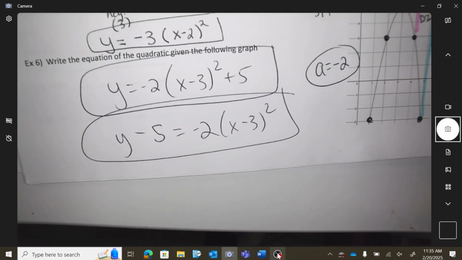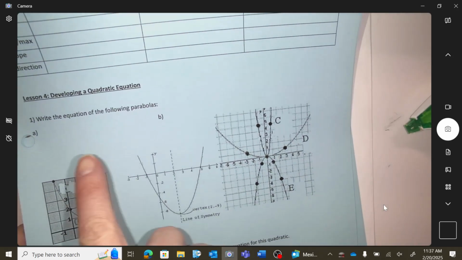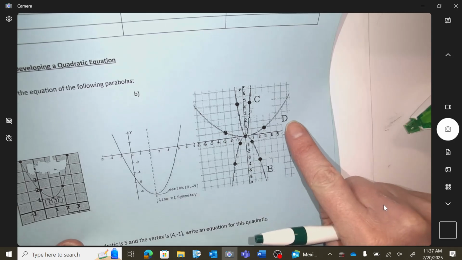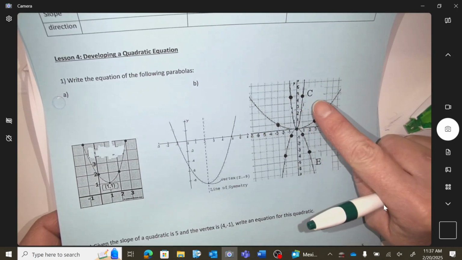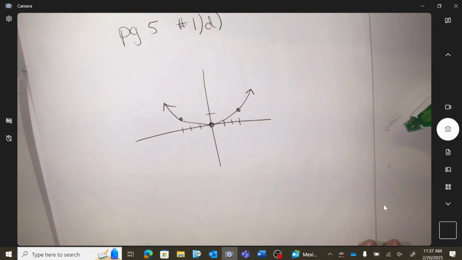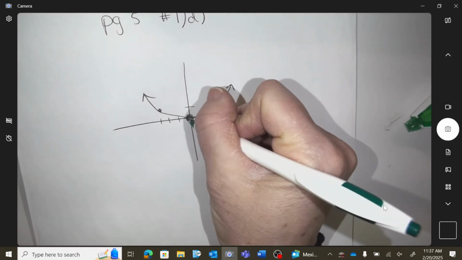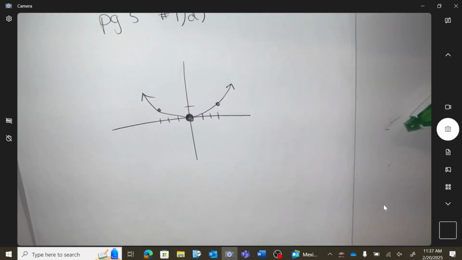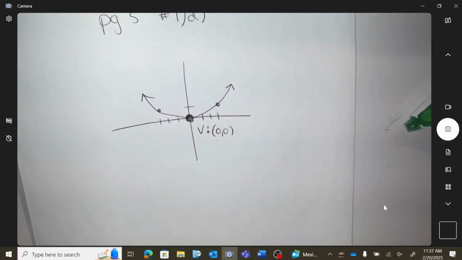Okay, I'm going to do one in your homework with you. Page 5, question 1. So question 1, and I'm going to look at graph D. So when you're doing this in your homework, there's an A, B, and then on this graph has the C, D, and the E. Okay, so I zoomed in here like that. So what's the things I need to do? First of all, there. That is my vertex, which is 0, 0.